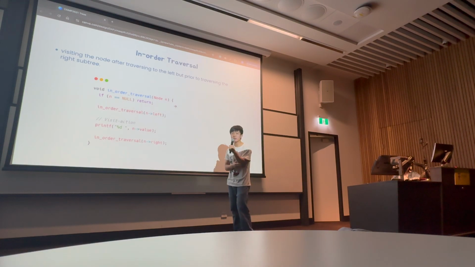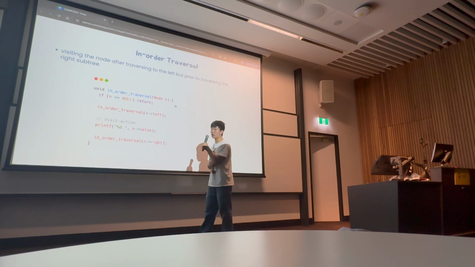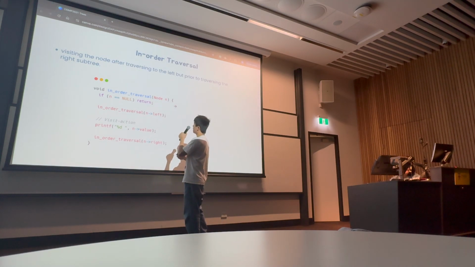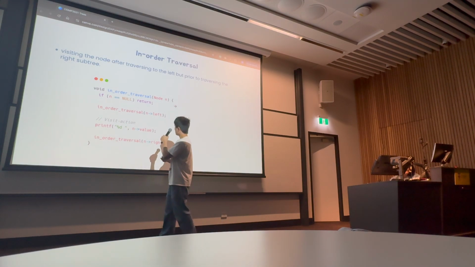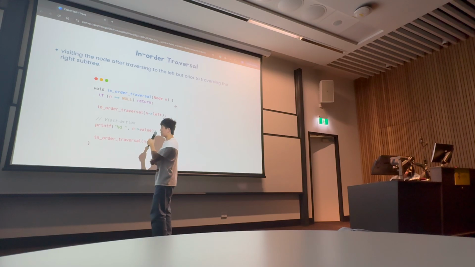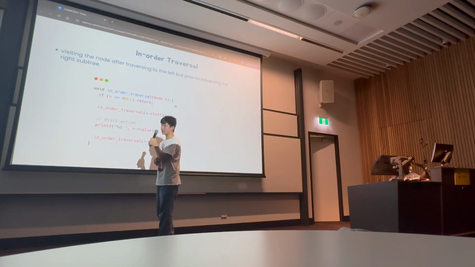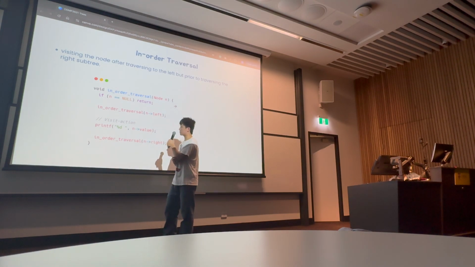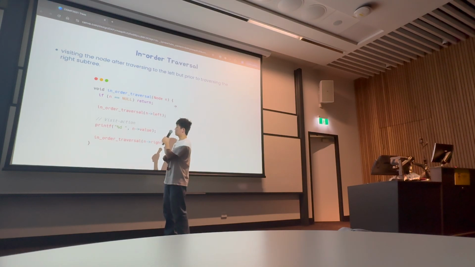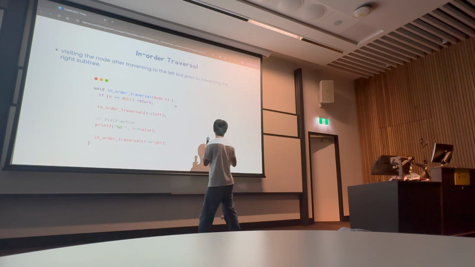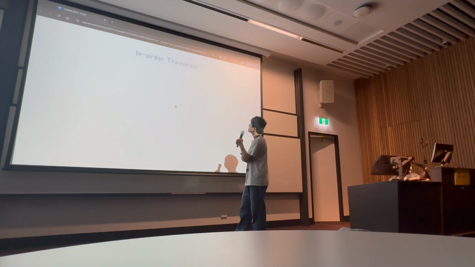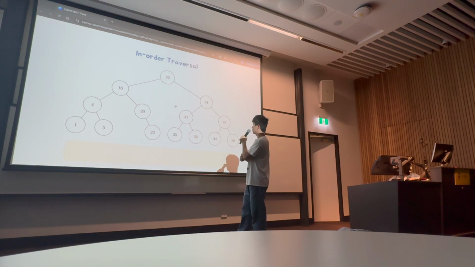Once again, as the name suggests, we visit the node in between the traversal of the left and the right node. Due to this order, this will produce a different traversal combination. Next slide. So if we start with the same tree, the order is a bit different.